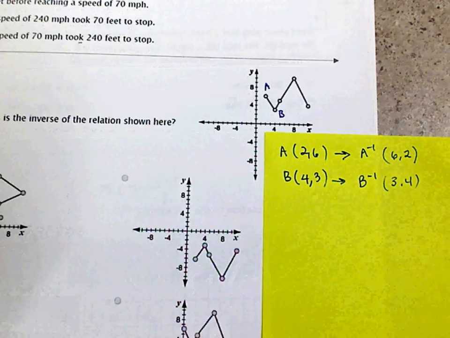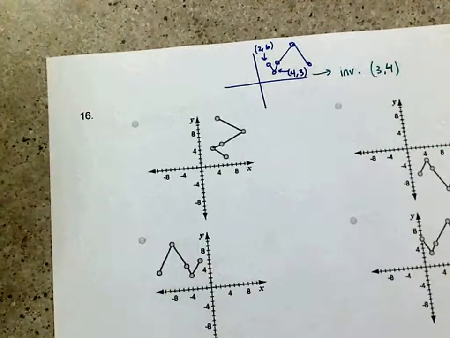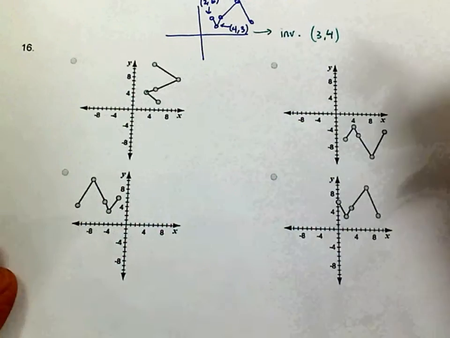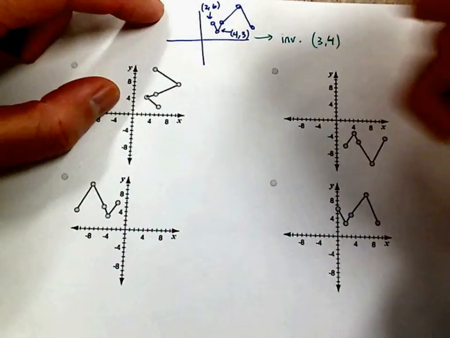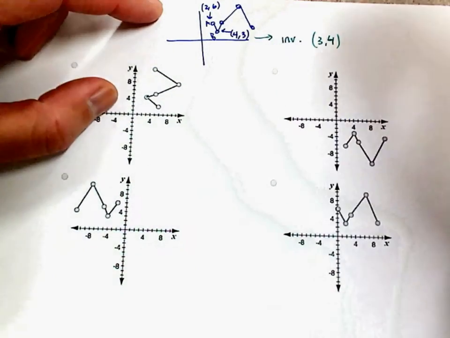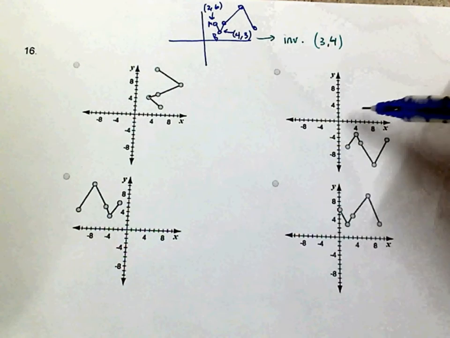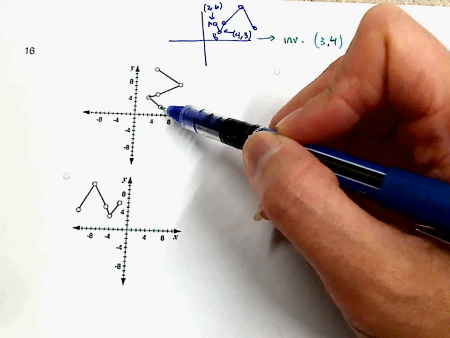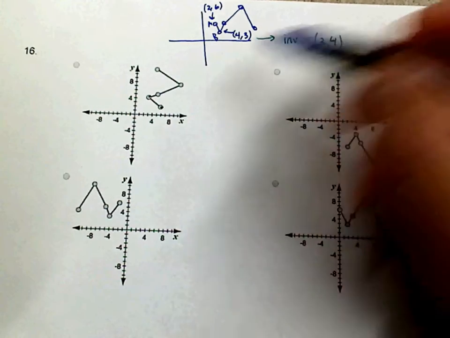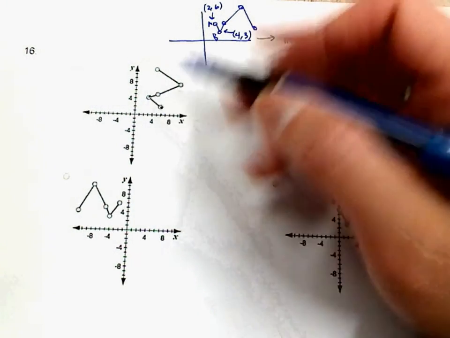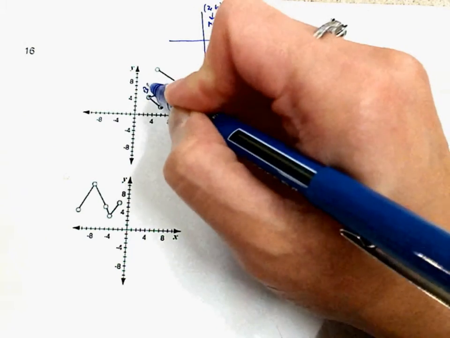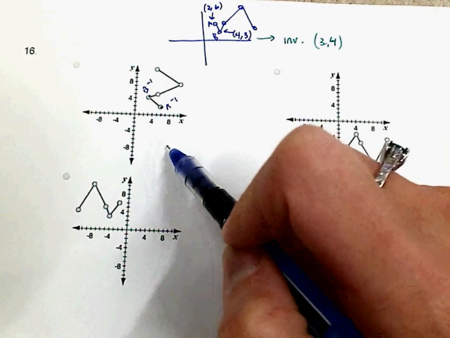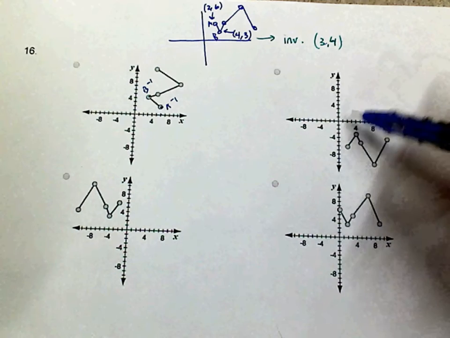All right. So according to number 16, which one shows you the flip of A and B right here? 6, 2. Does that one look good? Okay. 3, 4, because I flipped it, right? 3, 4. Does that one look good? Good. So which one do you think it is? Maybe this one, right? Let's try this one.